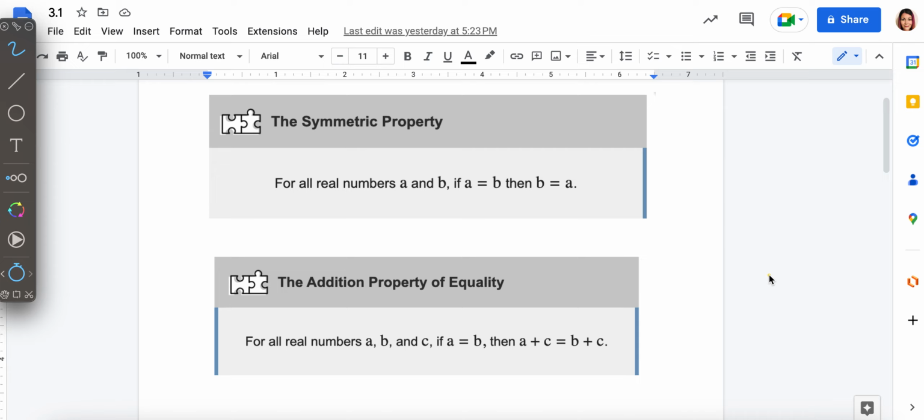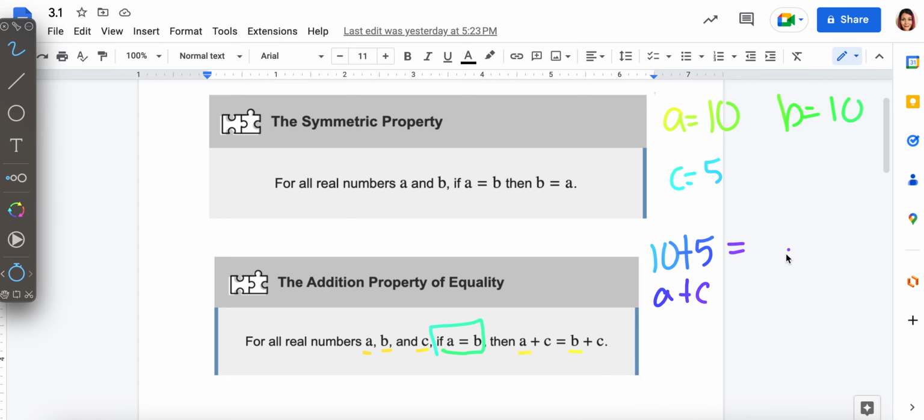For the addition property of equality, it says for all real numbers A, B, and C, if A equals B, then A plus C will equal B plus C. So, for example, if I say A equals 10, B has to equal 10, right? Because it only works if A equals B. And let's say C is 5. This is stating that A plus C, which is 10 plus 5, is equal to B plus C.